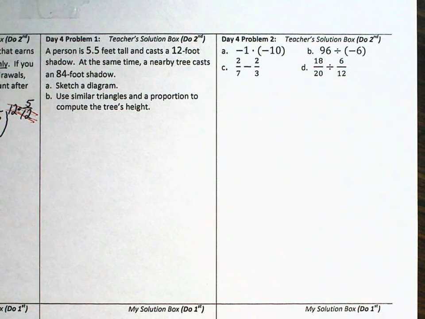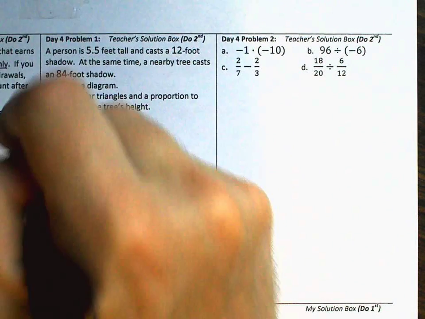Day 4, problem 1. A person is 5.5 feet tall and casts a 12-foot shadow. At the same time, a nearby tree casts an 84-foot shadow. Sketch a diagram.